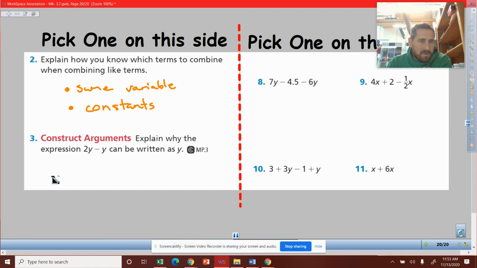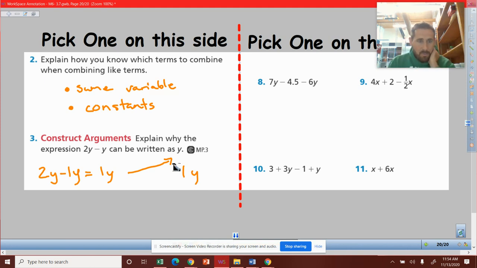Okay, well, so 2y take away 1y equals 1y. Why can we write 1y as just y itself? Well, how many y's do you have there? You have one.